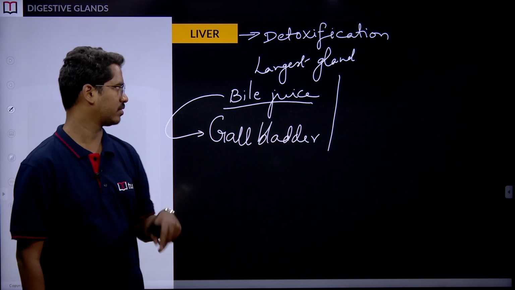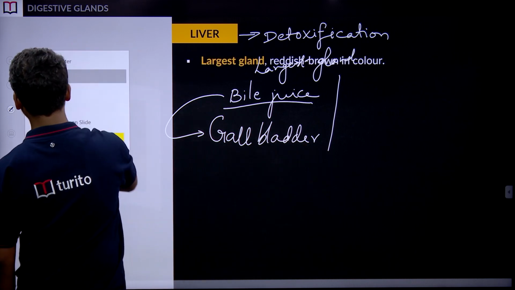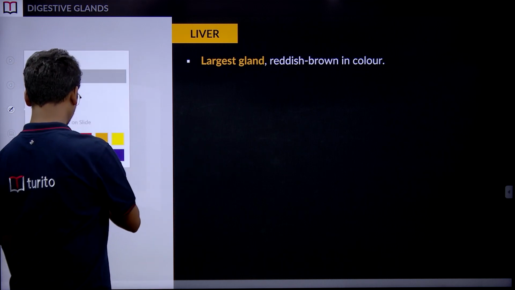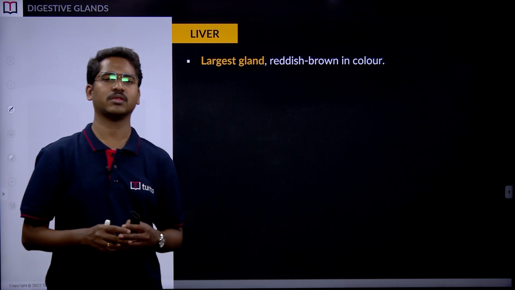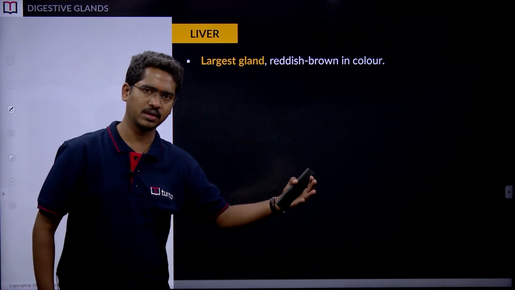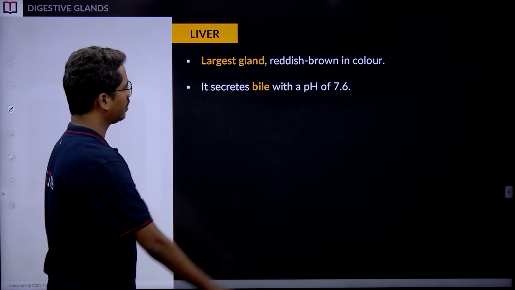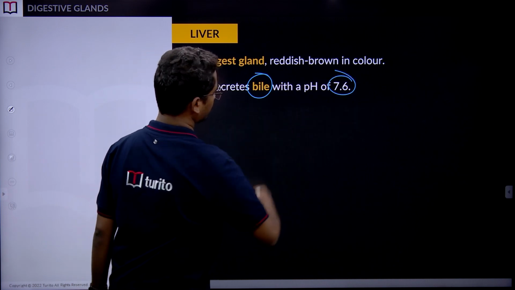It is not like that, only this liver and the stomach get linked up. So, let us finish here, start with that. Like I mentioned, it has a reddish brown color, and I also just mentioned the reason: it is full of blood vessels, and blood passes through this liver, which makes sure that it gets detoxified. So, it secretes a substance called bile with a pH of 7.6.